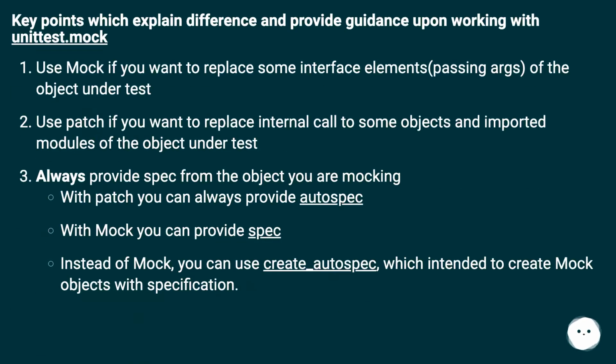Key points which explain the difference and provide guidance on working with unittest.mock. Use mock if you want to replace some interface elements, passing args, of the object under test. Use patch if you want to replace internal calls to some objects and imported modules of the object under test. Always provide spec from the object you are mocking. With patch you can always provide autospec. With mock you can provide spec. Instead of mock, you can use create_autospec, which is intended to create mock objects with specification.